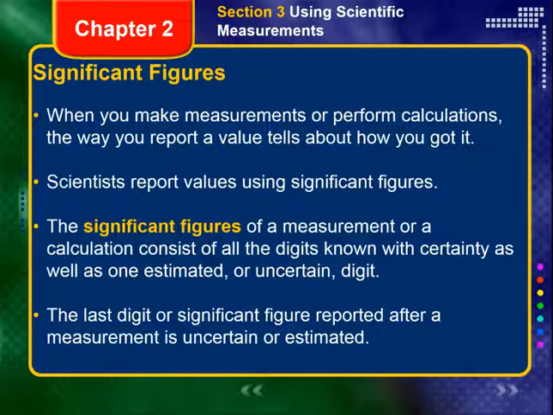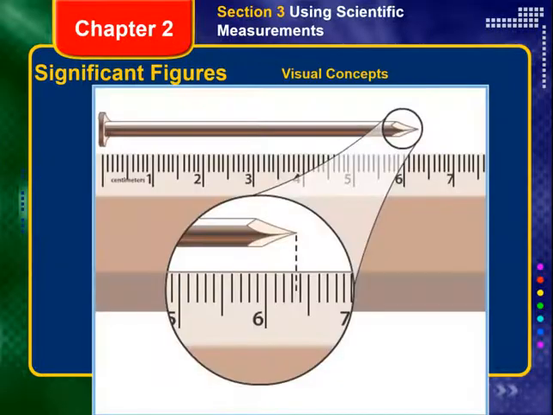When you make a measurement or perform calculations, which you will do a lot of in this class, the way you report a value tells about how you got it. Scientists report values using significant figures. The significant figures of a measurement or a calculation consist of all the digits known with certainty as well as one estimated or uncertain digit. The last digit reported after a measurement is uncertain or estimated. Now that might not make sense to you, so let's show an example.